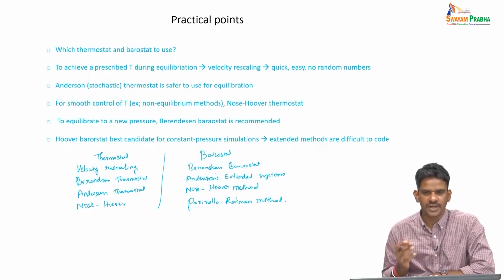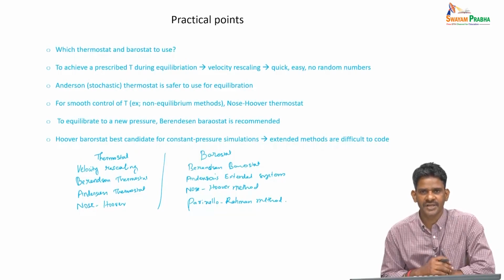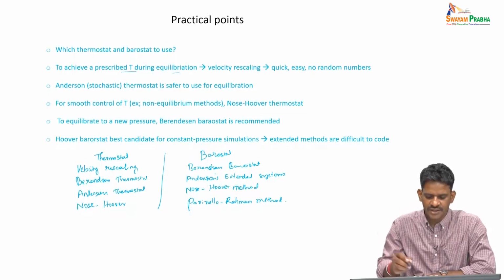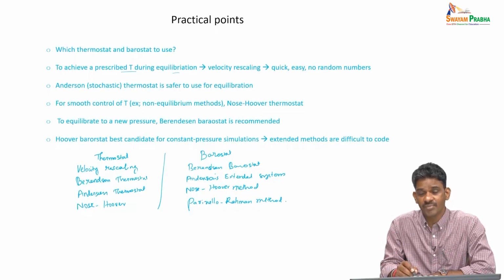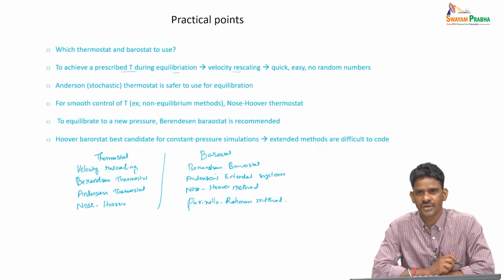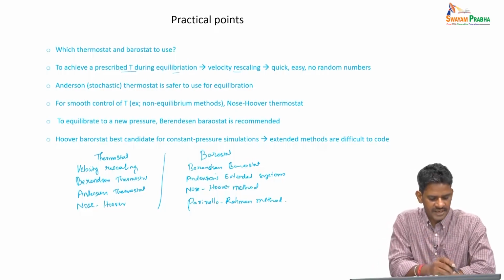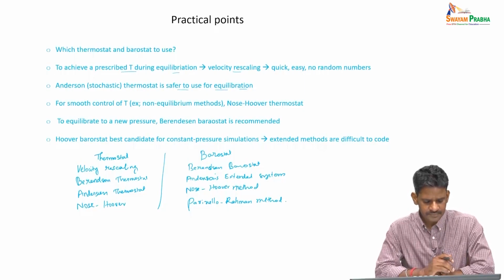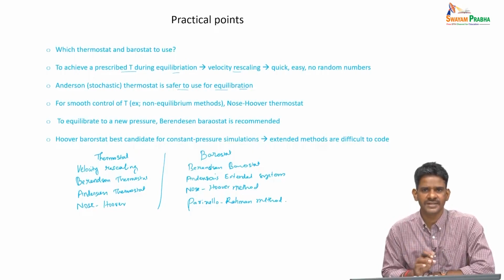Again, there is no general guideline, but a rule of thumb is that to achieve a prescribed temperature during equilibration, you can quickly get a temperature stabilization by using velocity rescaling, which is quite quick and easy because we are not using any random numbers like in the case of the Andersen thermostat. On the other hand, this Andersen stochastic thermostat is much more used for equilibration because it takes the temperature rather smoothly to the desired temperature. So, if you want to be absolutely safe, and you do not want to take any risk, it is always good to go with the Andersen thermostat.